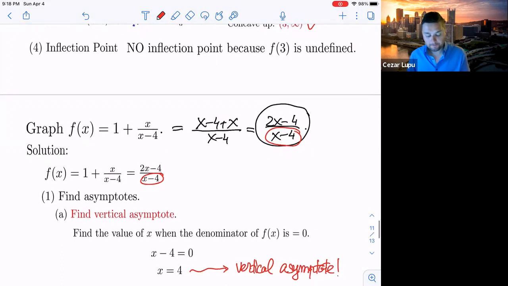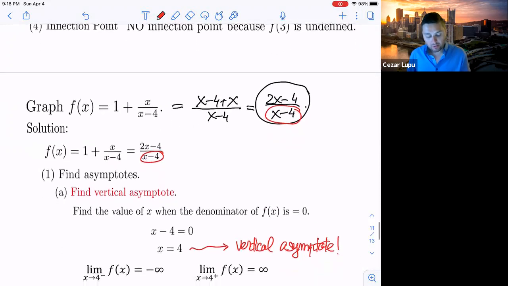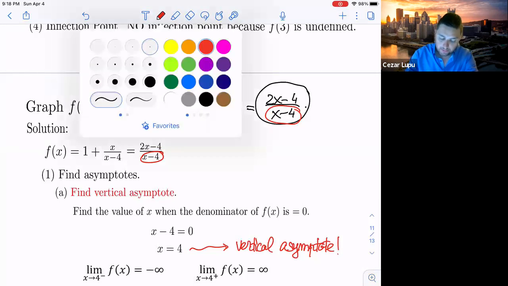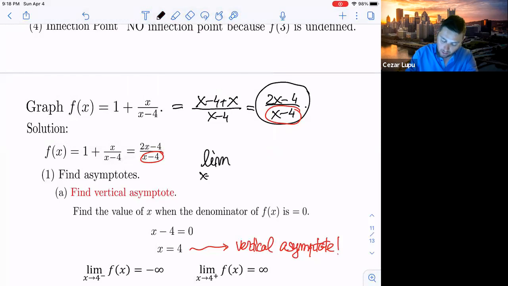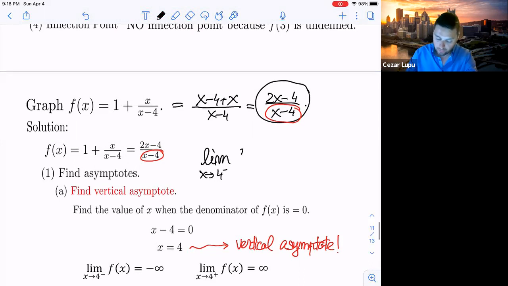Vertical asymptote, okay. And also, if you take the limit as x approaches 4 from the left of f, it will give you negative infinity, right? So in other words, you can say that the limit as x approaches 4 from the left, so this means that x approaches 4 for values of x less than 4 of f of x, will be nothing else than just the limit as x approaches 4 minus of (2x minus 4) over (x minus 4).